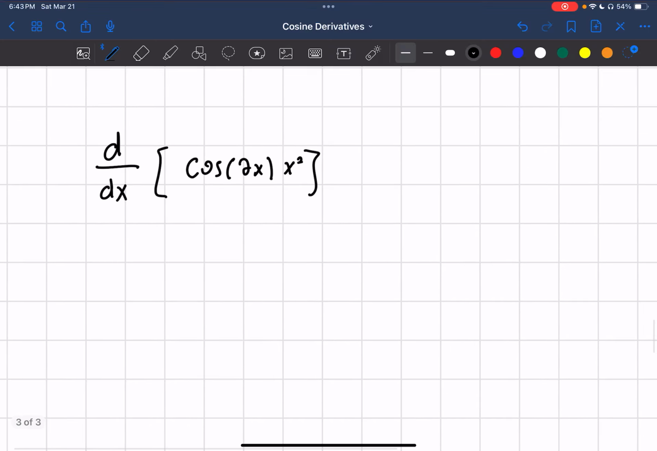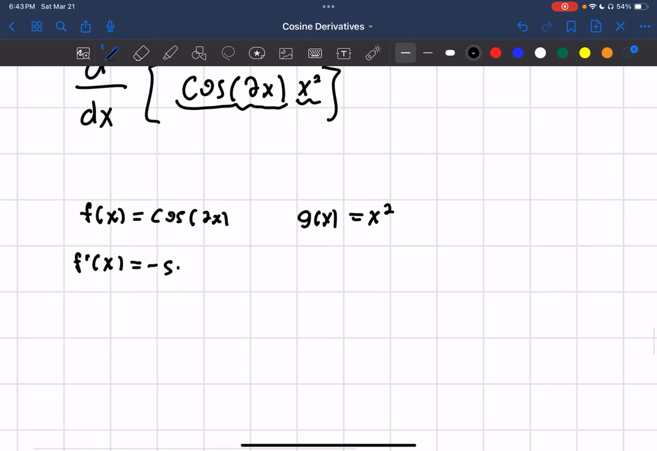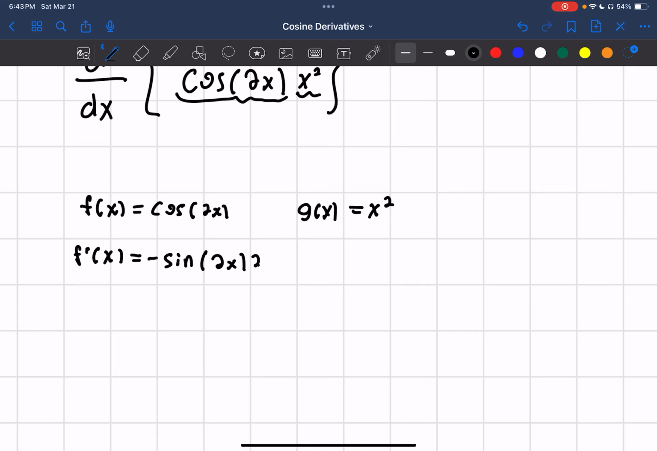In our next example, we can see that we have cos 2x and then x squared. So we would have to apply the product rule as well. So remember, the product rule: f of x will be cos 2x. G of x will be x to the power of 2. F prime of x will be minus sine 2x, and then the derivative of 2x will be 2, and then g prime of x will be 2x.